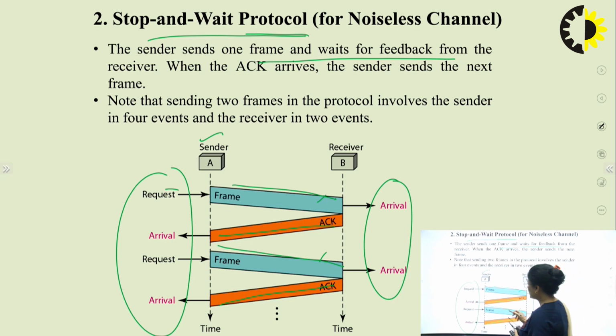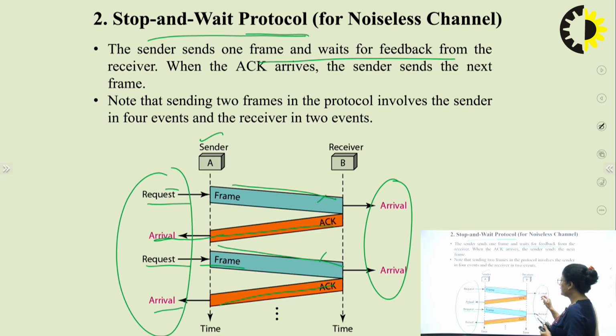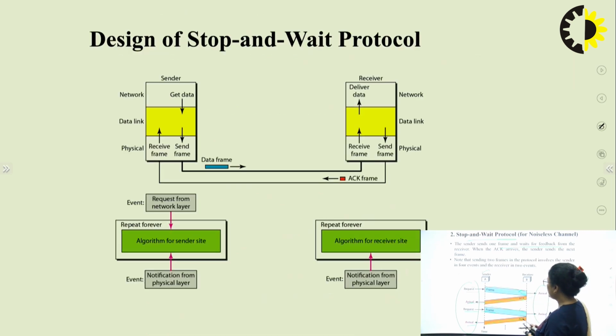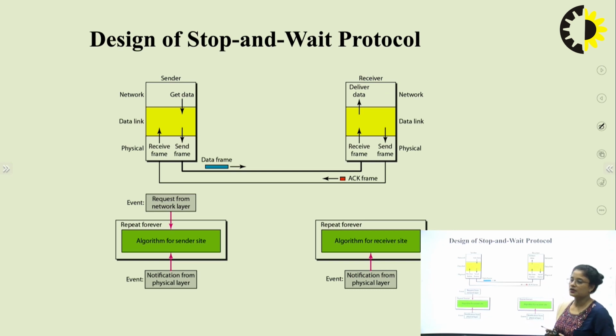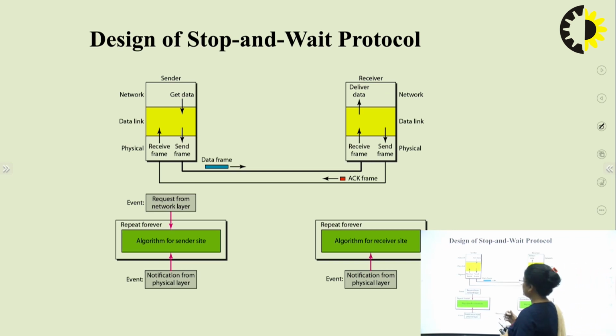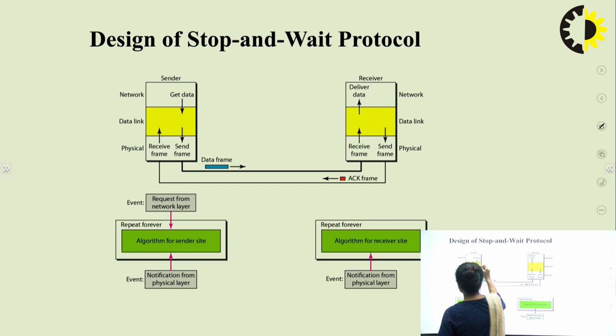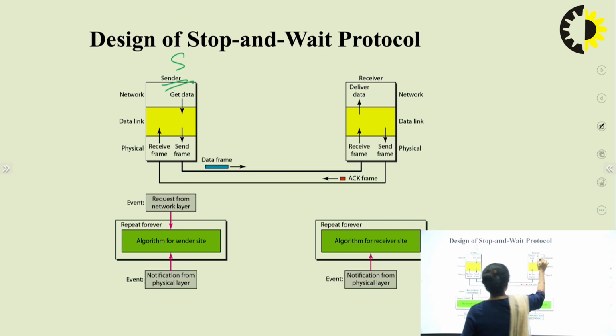So what are those events? At the sender's end, it is a request for transmission, and the next is an arrival of acknowledgement. Once the arrival of acknowledgement comes, then a request for the next transmission, and then arrival of the acknowledgement. At the receiver's end, once the data is received, the receiver will send an acknowledgement signal. So here we have this extra new signal which is called the acknowledgement signal. This is at the sender's end and this is at the receiver's end.